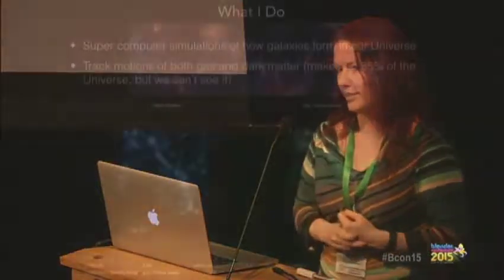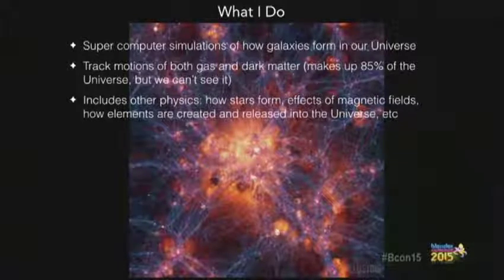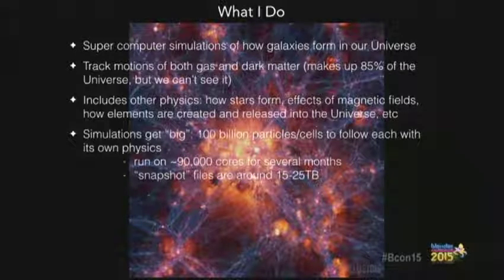And then it also tracks gas, and gas has a lot more properties like temperature, composition, things like that. And so you have to include some other physics besides gravity if you want to be realistic. So you have to have some prescription for how stars form, the effects of magnetic fields, how elements are created and distributed through the universe, these types of things. And so these things can get big.